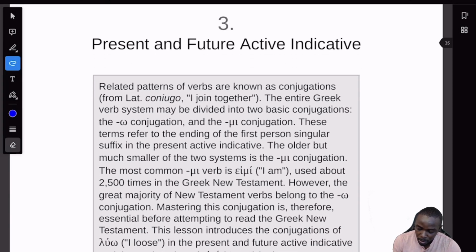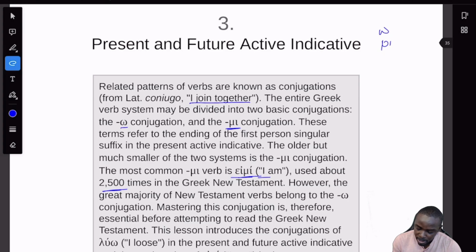From Latin, coniugo, I join together. The entire Greek verb system may be divided into two basic conjugations, the omega conjugation and the mi conjugation. So these are the two. These terms refer to the ending of the first person singular suffix in the present active stem. The older but much smaller of the two systems is the mi conjugation. The most common mi verb is eimi, I am, used about 2,500 times in the Greek New Testament.